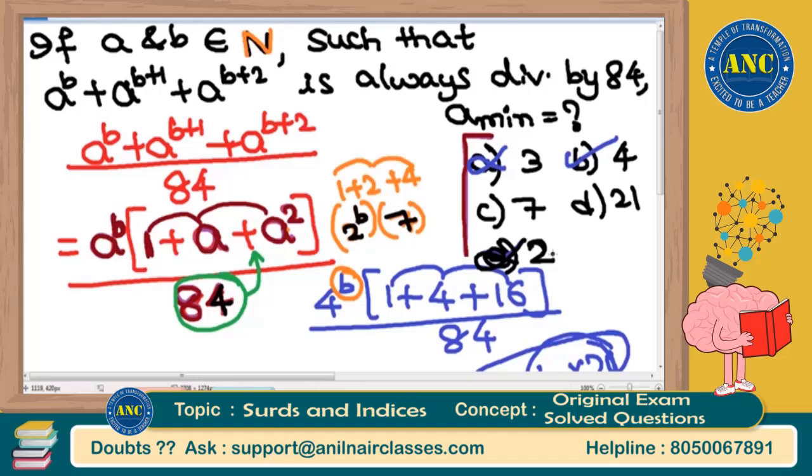Kindly comment if it is clear. Yes, Mayank, that is what I did, but I explained it in much more detail for my students to understand, sir. 21 into 4 is 84. You are right.